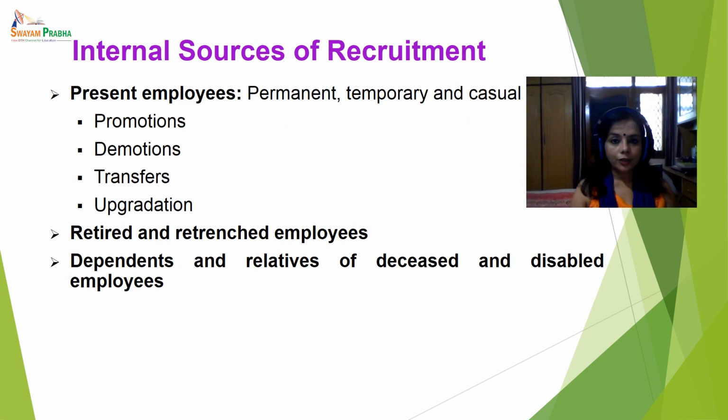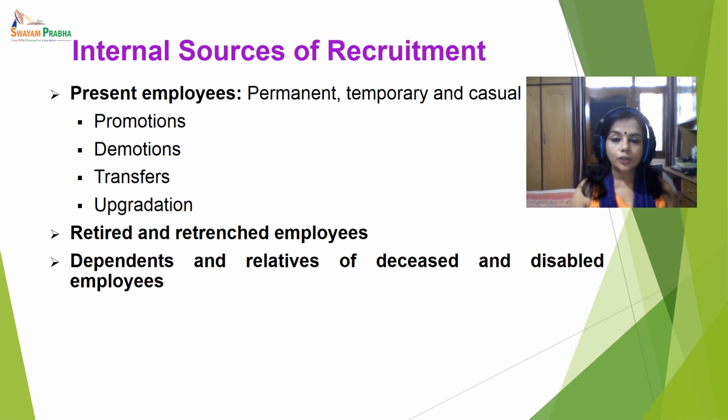The next portion of this lecture is the sources of recruitment, and specifically here we will discuss first the internal sources of recruitment. First internal source is the present employees. The present employees may be permanent employees, temporary employees, or casual employees. Now, temporary and casual employees are there. You can make them permanent. That is one kind of recruitment. That if there are vacancies, you fill it up with temporary and casual employees by making them permanent.